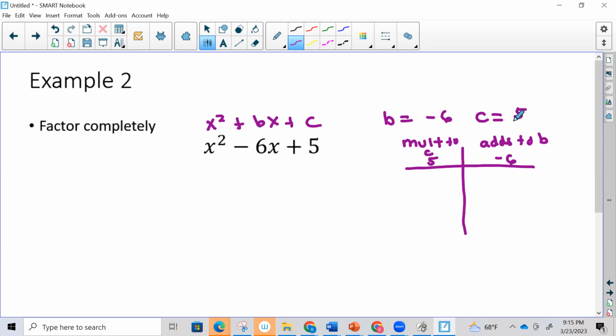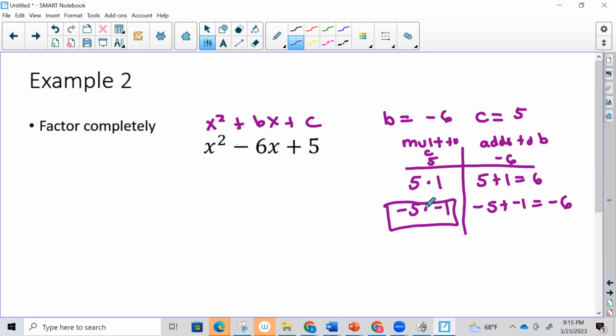When I have a +5, I know it has to be a positive times a positive, so it's 5 times 1. But if I add those, I get 6 and not -6. So I also know that if I do a negative times a negative, I also get a positive. So I could also do -5 times -1, because a negative times a negative is a positive. And if I add those, I get -6. And so these are my factors that work.